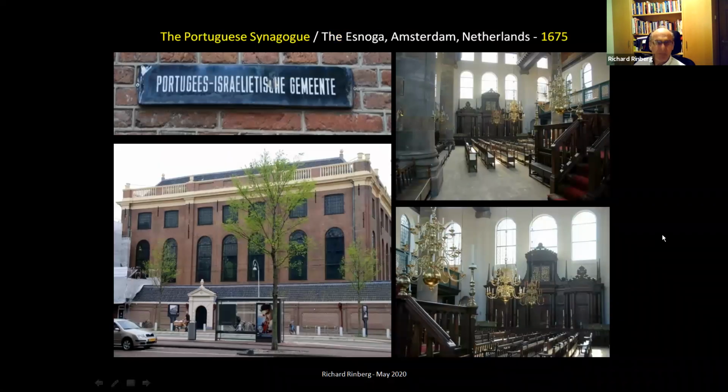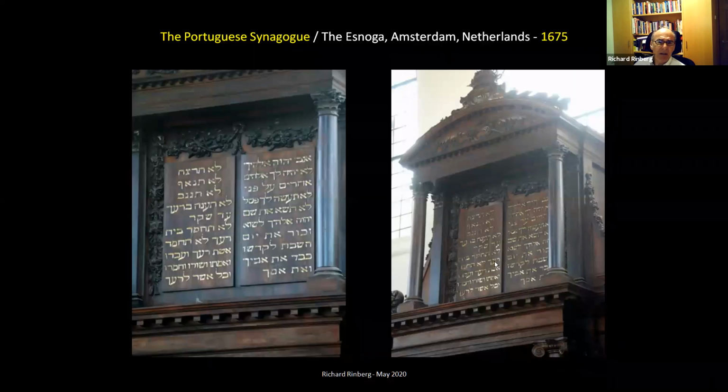Now, if we go back to Amsterdam, to the Portuguese synagogue known as the Esnoga in 1675 when it's built. This is the Portuguese community after the Jews are kicked out of Spain and Portugal. They end up in Amsterdam, which is very good for people of different religions. You're allowed to follow your religion. And this is in the Esnoga itself. And you can see the Aron HaKodesh. And you can see on top of the Aron, you've got these rectangular tablets of the law, the luchot.